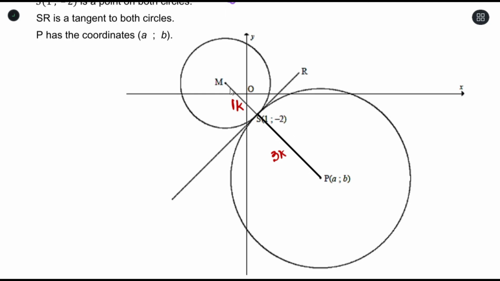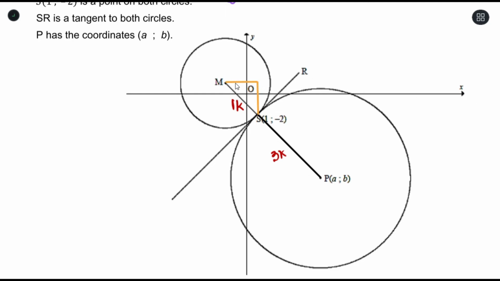Okay. Now what I'm also going to do is create a right angle triangle. So I'm doing this so that it can help me find my value here for P. If I create a right angle triangle here, this will be parallel to the x-axis. So I draw a straight line and I also draw a straight line here.